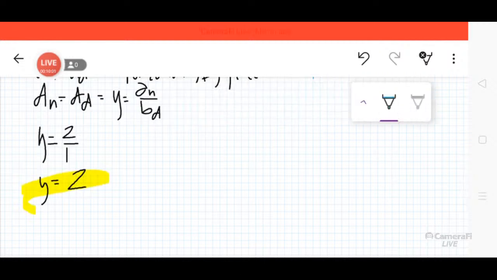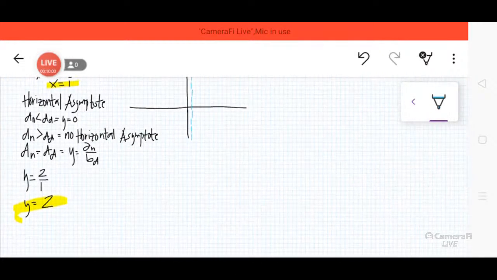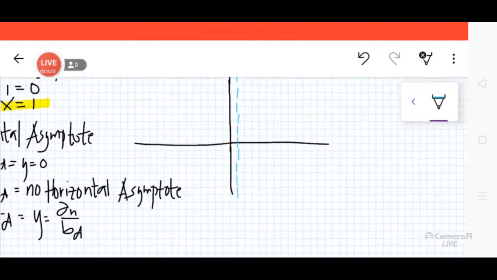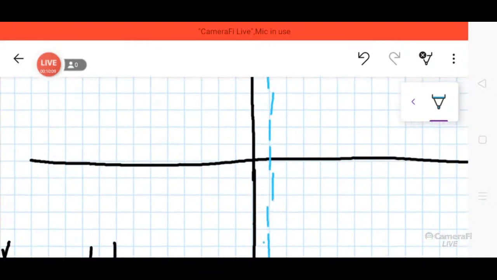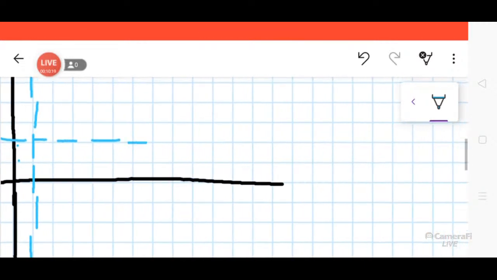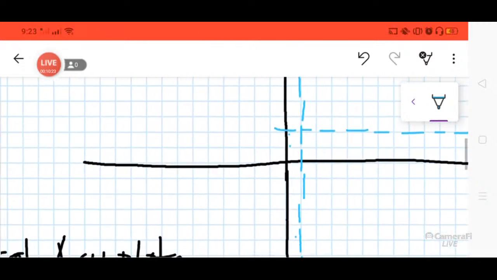Let's plot the horizontal asymptote in our graph. Starting from the 0, 0 coordinate point, let's count 1, 2, then going this way, where our y is equal to 2.